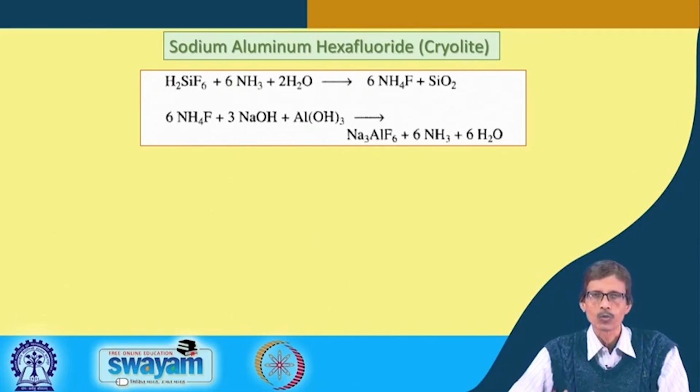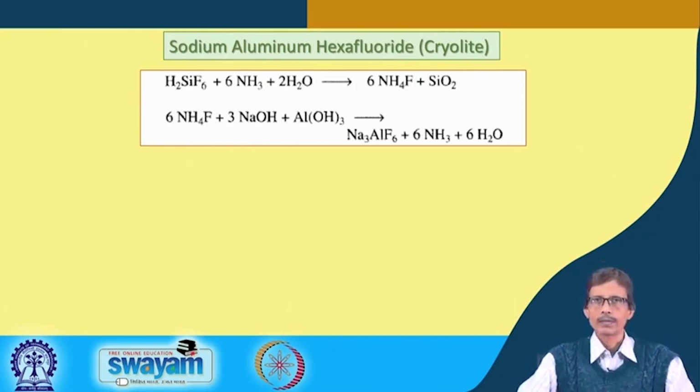So, you get 2 products, one is ammonium fluoride and another is silicon dioxide. Now, whether this ammonium fluoride can be useful for making cryolite, that means how we can make synthetically prepared cryolite, because not all the countries are lucky or fortunate enough to get this particular natural source of cryolite.